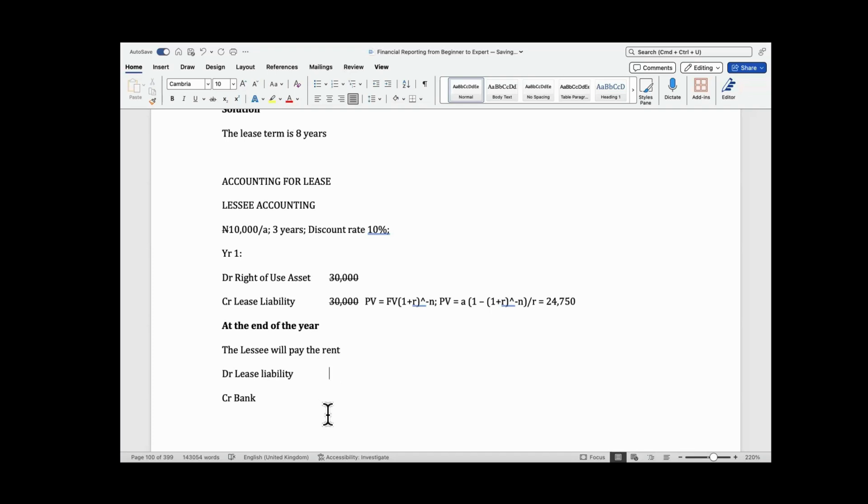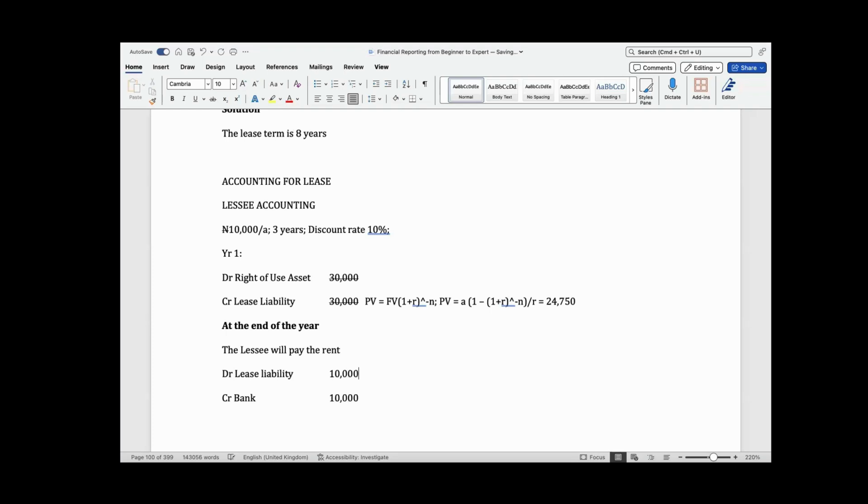Who is talking? Is it Latif that is talking or? That should be with 10,000 naira, which is the annual rent. So with 10,000 naira every year.